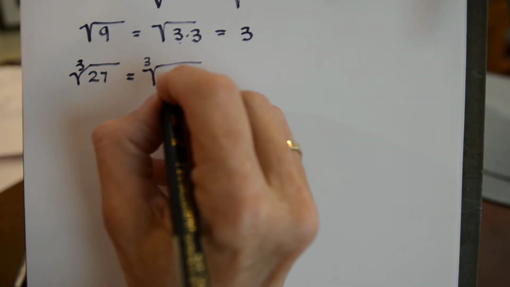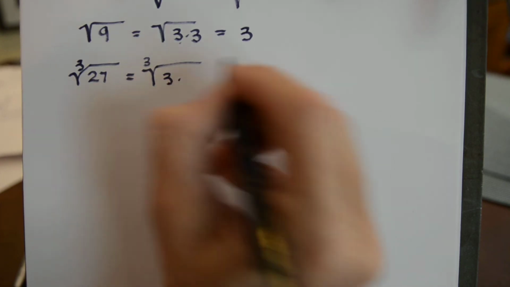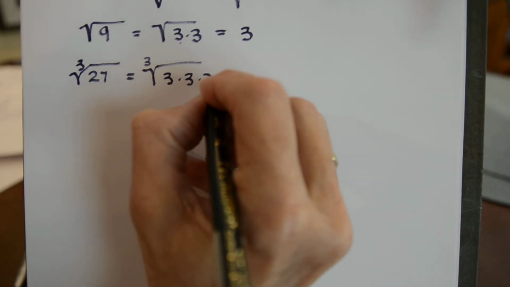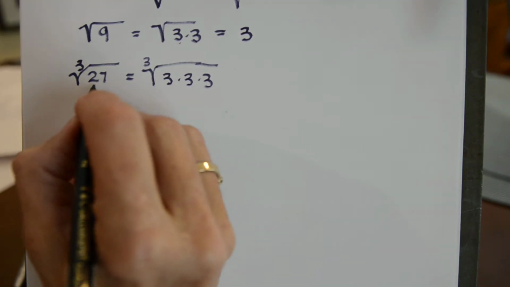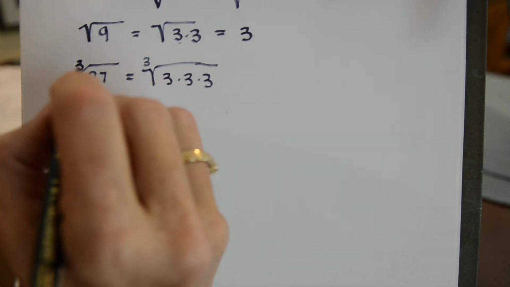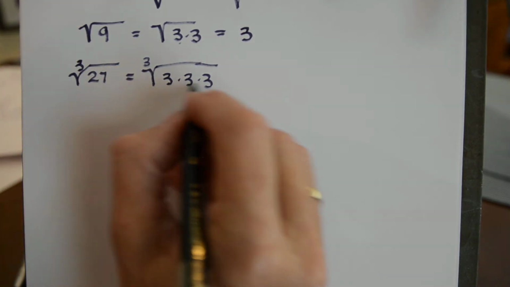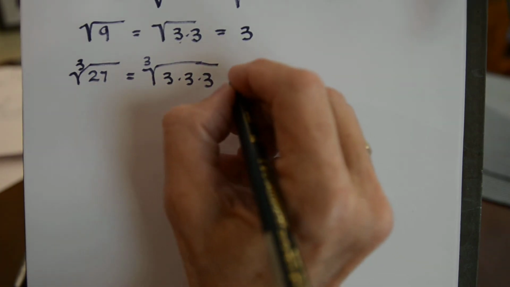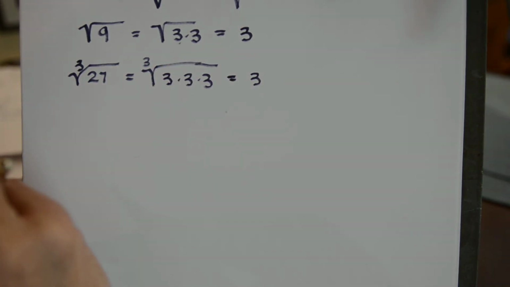Well, it turns out 27 is 3 times 9, and 9 is 3 times 3. So 27 is also a perfect cube because I have 3 of exactly the same number, and so the answer to the cube root of 27 is the number 3.